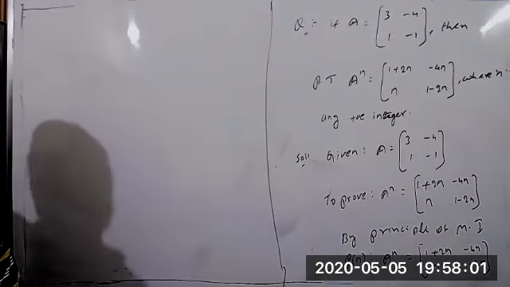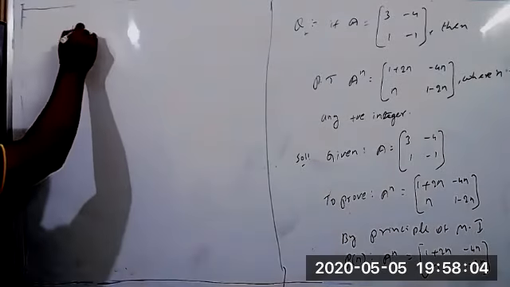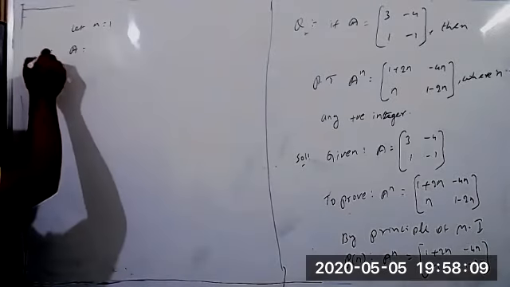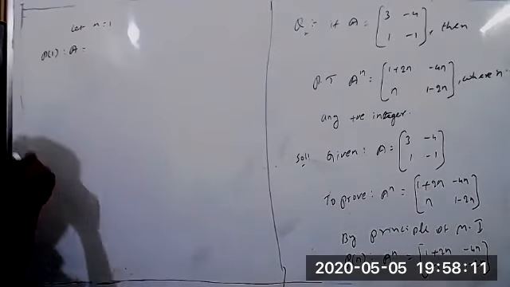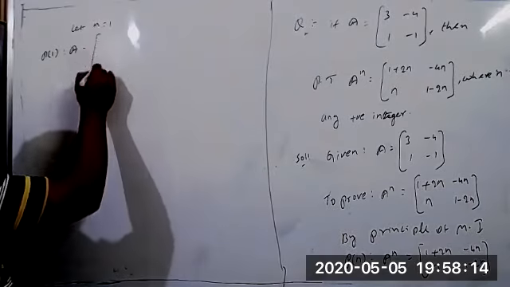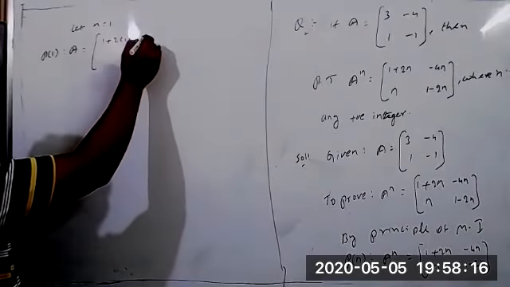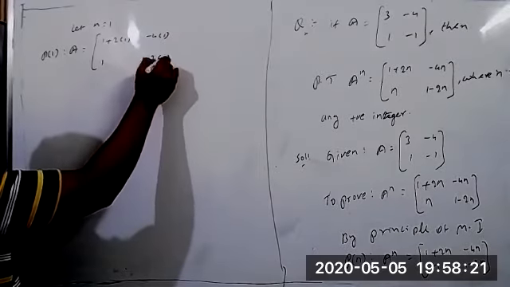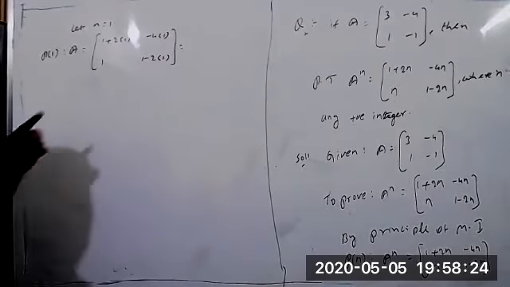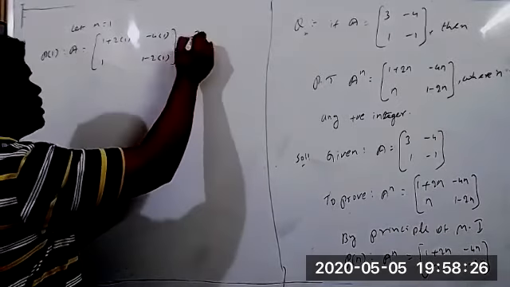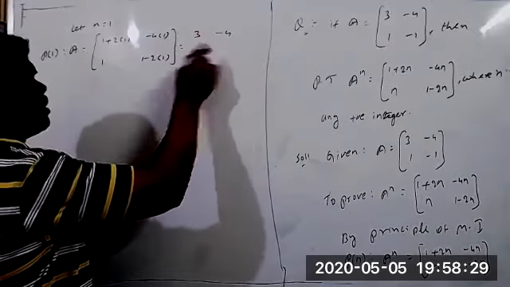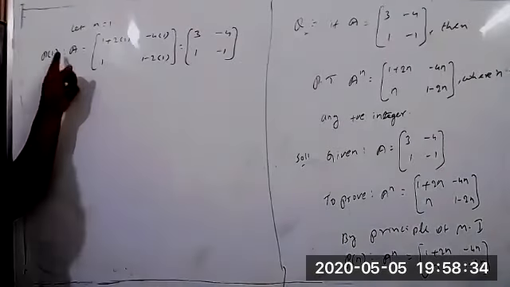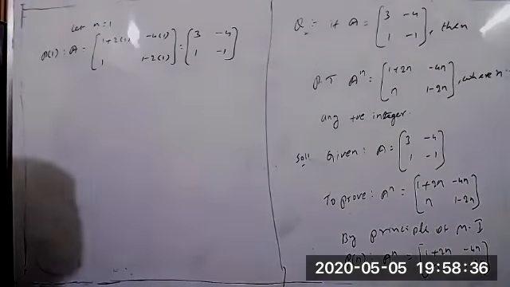Now let n equal to 1 and substitute. So P(1) such that A to the power 1 equal to [1 + 2 into 1, -4 into 1; 1, 1 - 2 into 1]. So 1 plus 2 equal to 3, -4, 1, 1 minus 2 equal to -1. Is it correct now? So the matrix A equal to [3, -4; 1, -1].